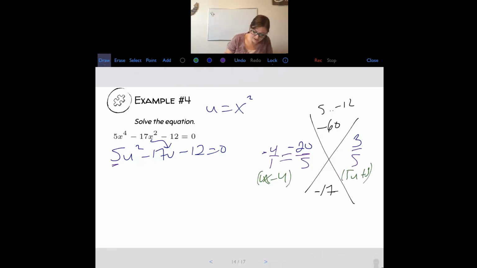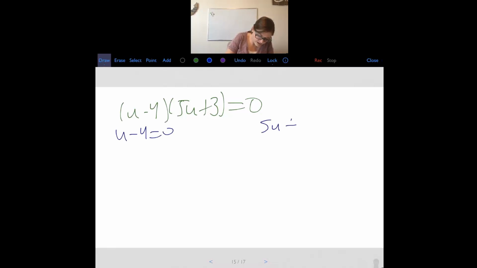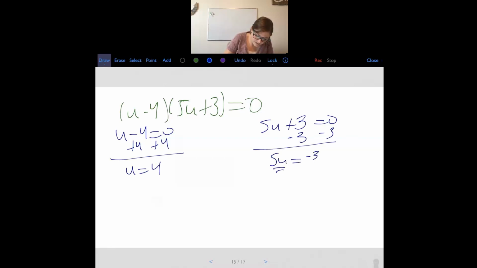Okay, so we have u minus 4 and 5u plus 3 is equal to 0. So we solve each of these for u. So u minus 4 equals 0, 5u plus 3 equals 0. Okay, so we add 4 to get u equals 4. We subtract 3, and we have our two answers for u, but we still have to make sure we do the substitution and solve for x.